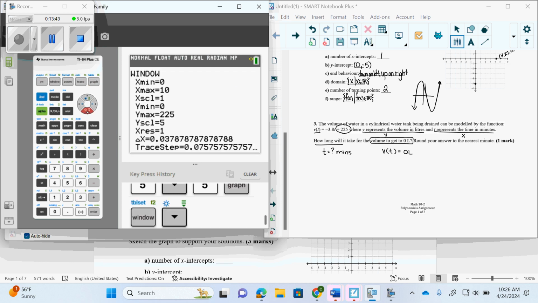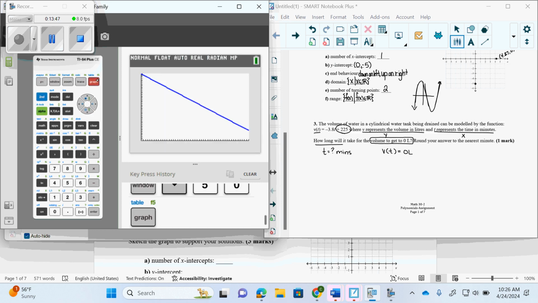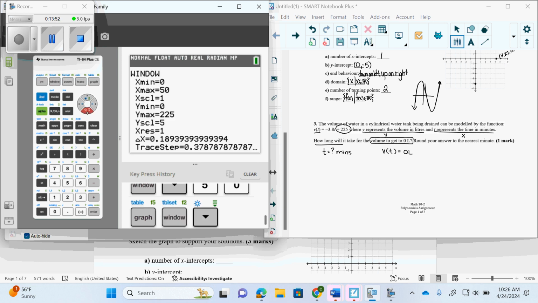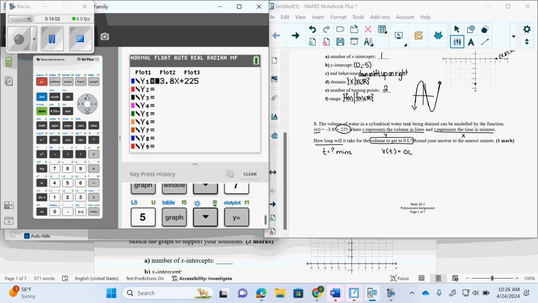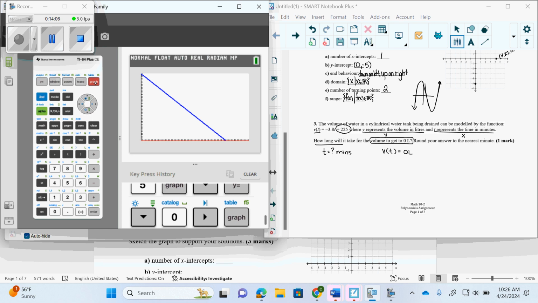So I'm going to go to my window and make my x max be 50 and see if that has helped. I'm getting closer. Still need to make it bigger. 75? I can see it. If I can see it, I can find it. Now, I'm going to make my y2 be 0 and find them intersecting because I like that better personally. Second trace 5. Enter, enter, enter.